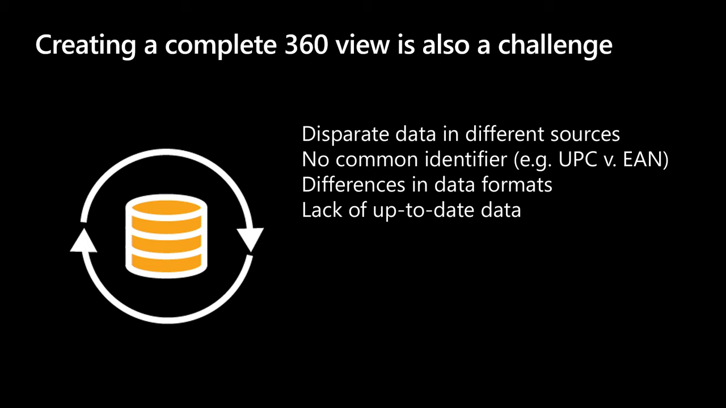A lot of times you also lack a common identifier. So if you're a global company, a simple example is: is it a UPC code in the United States or an EAN number in Europe? So how do you align that and make sure everyone is using the right data? There's differences in the formats of data, and also there's a lack of up-to-date data. When we're looking at customers or products, we want the latest up-to-date transactional data. So how do we get access to that in an on-demand, just-in-time manner?